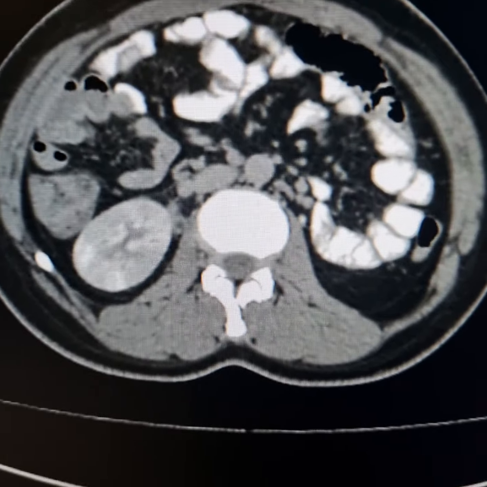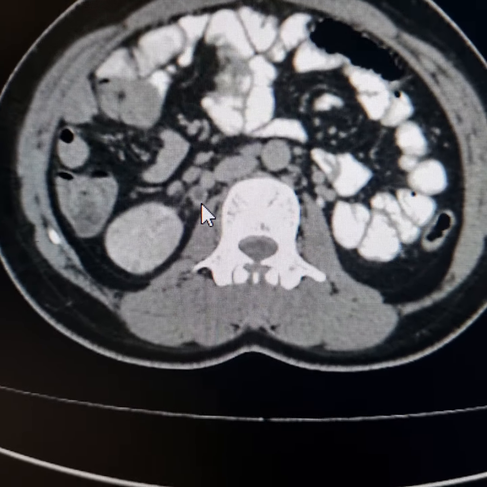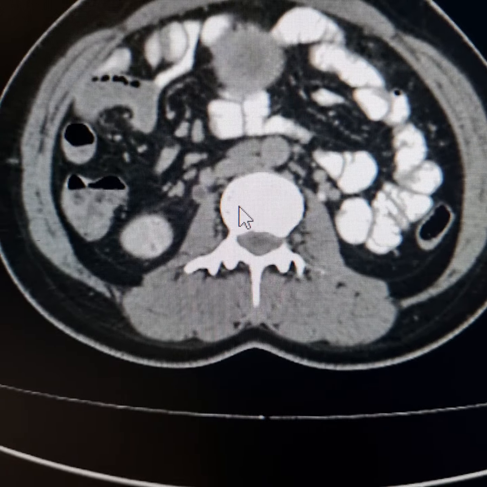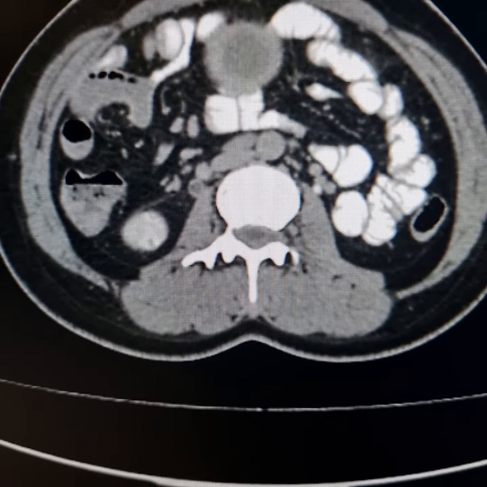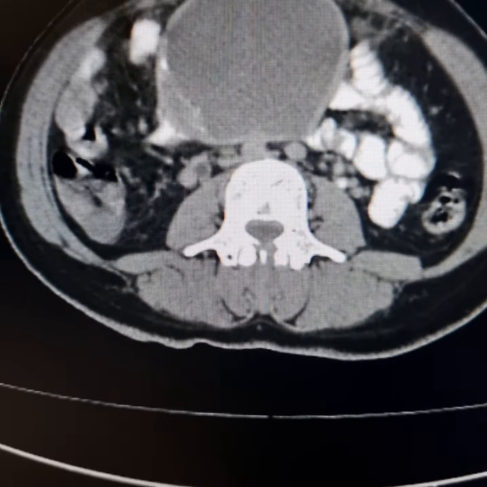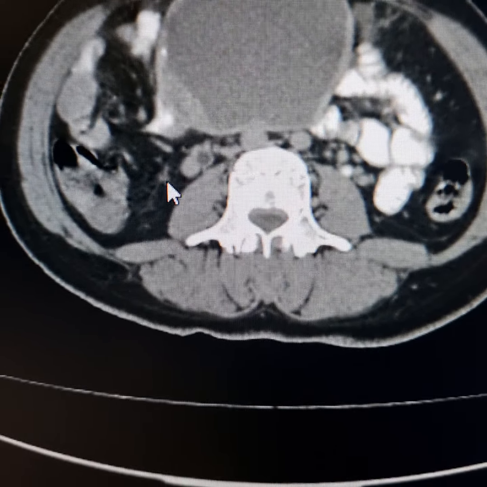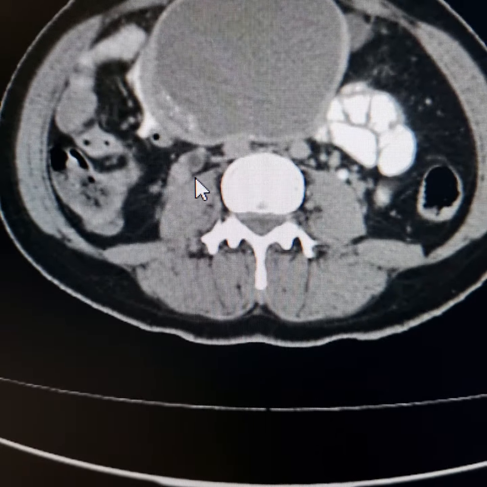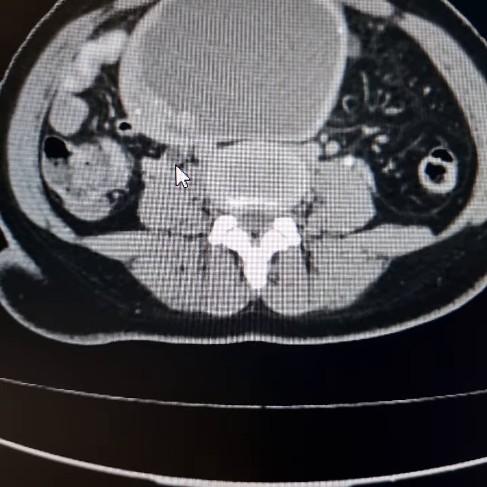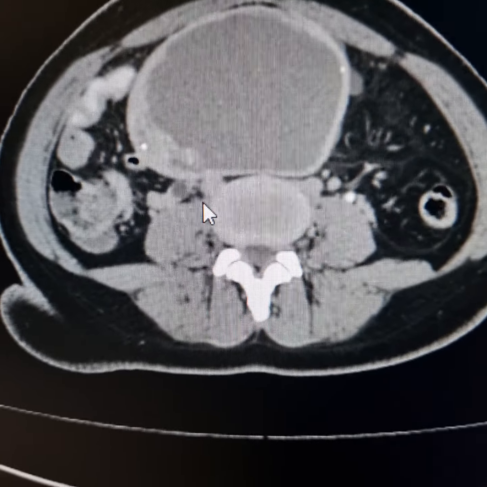This is the right ureter. Slightly thickened walls, enhancing. There is slight inflammatory stranding of the adjacent periureteral fat. This is unlike the left ureter. Now this is not because of the involvement of the right ureter by the pelvic mass.